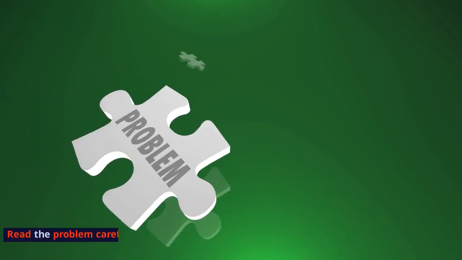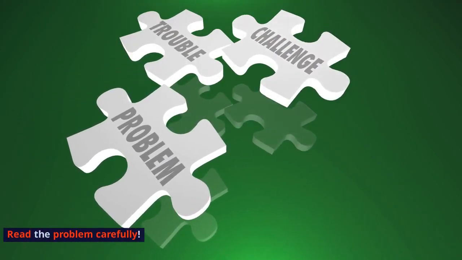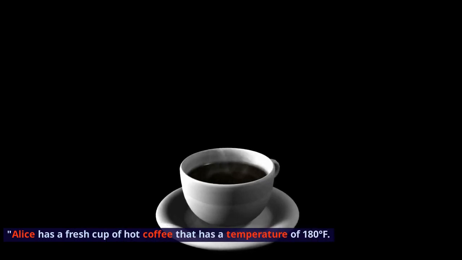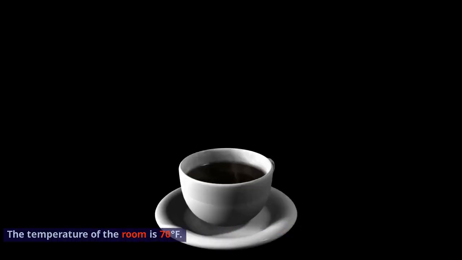Read the problem carefully. Alice has a fresh cup of hot coffee that has a temperature of 180 degrees Fahrenheit. The temperature of the room is 70 degrees Fahrenheit.